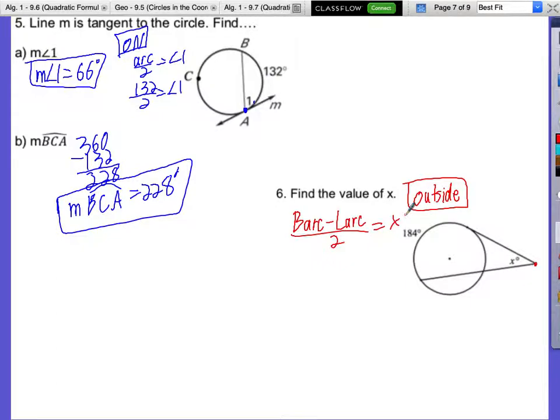Here's the thing. I need to give you one more piece of information that I forgot to give you, okay? This little part is 96 degrees. Oopsie daisy. This arc down here has to be 96 degrees for us to figure this out. Otherwise, we're screwed, okay?